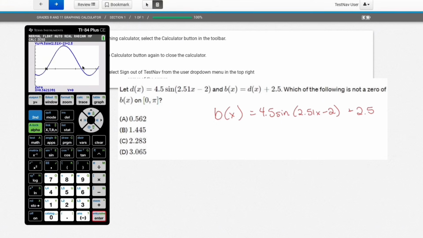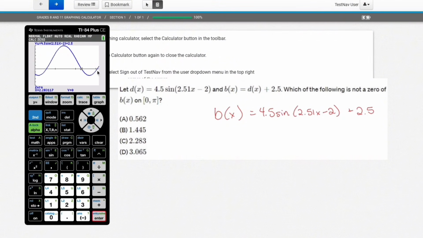Now to find the second one over here, which is going to be 2 point something, we hit second calc, we hit zero again, we go all the way over here just to the left of where it crosses the x-axis, hit enter. Let's go to the right of where it crosses the x-axis, hit enter. For guess, hit enter. And now C is no longer an option that I want because 2.283 is a zero and I want the one that is not a zero.